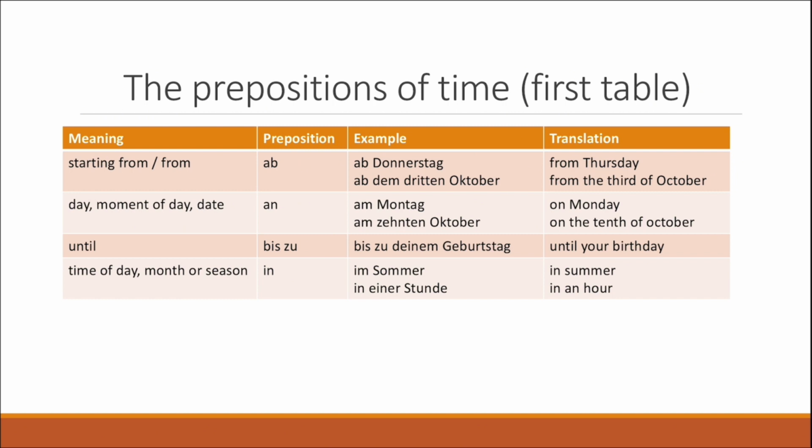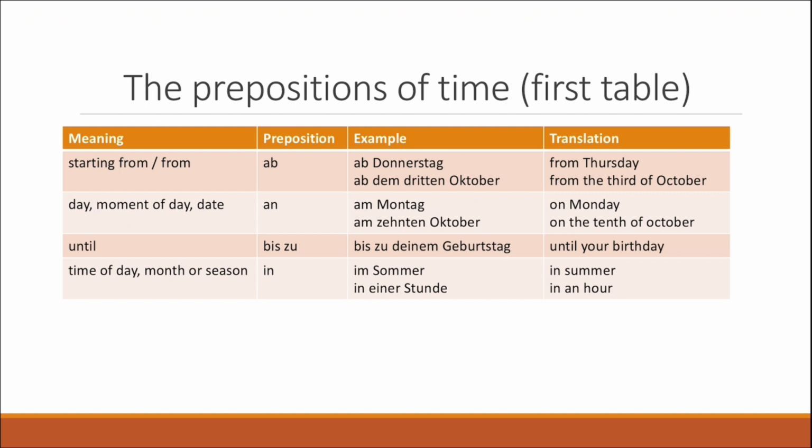So let's consider, for example, ab. We use ab while we say that something is starting from a place or from a specific time. So, for example, ab Donnerstag is going to be from Thursday, or for example, ab dem 3. Oktober, from the 3rd of October.